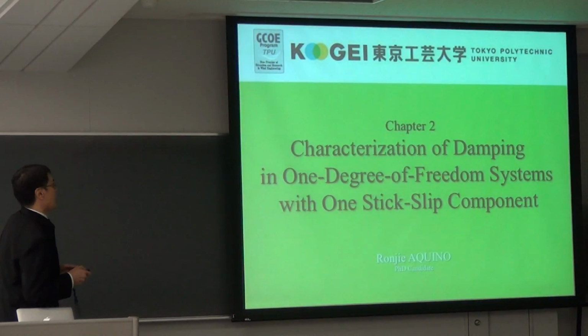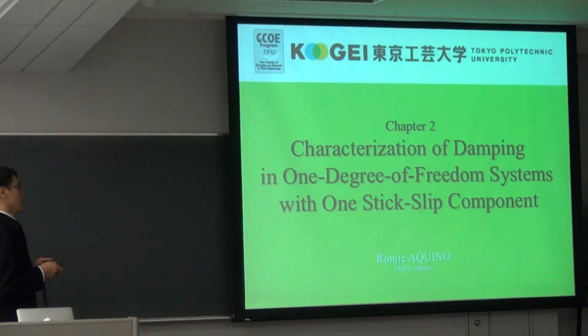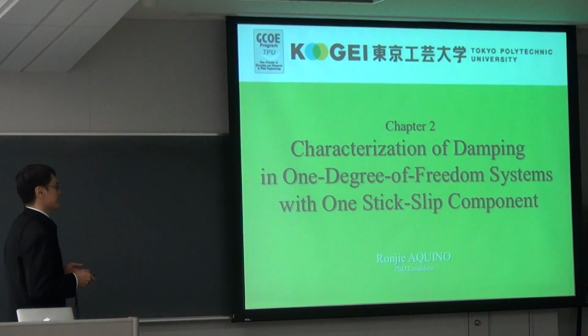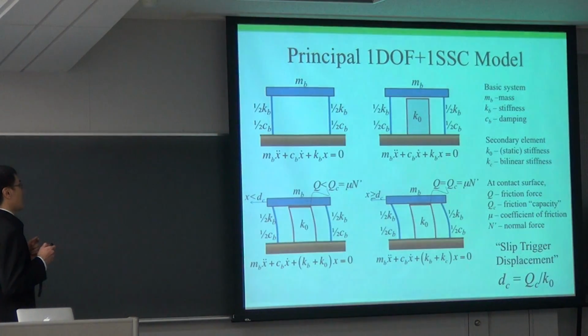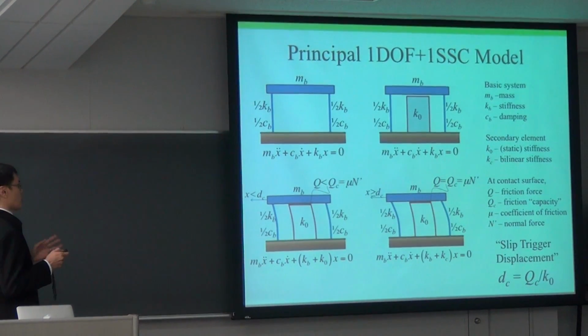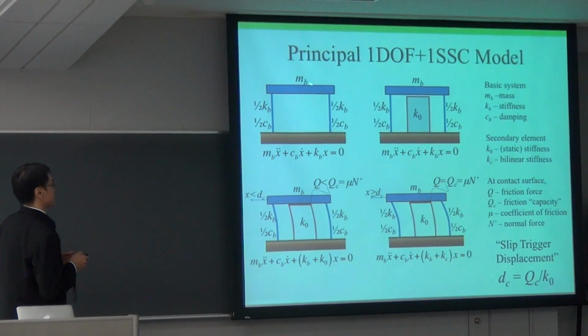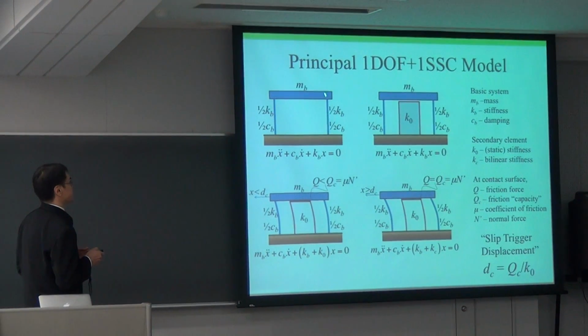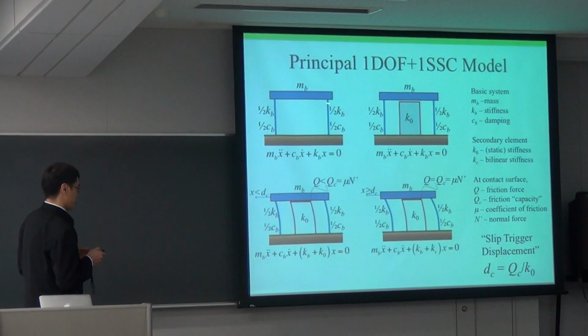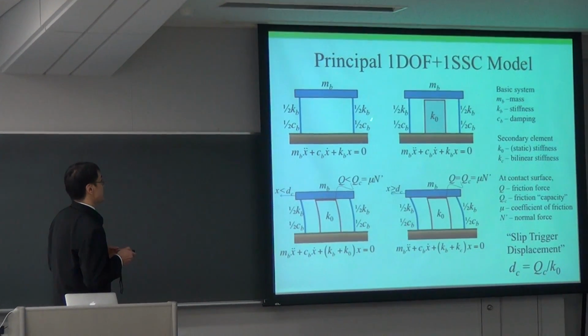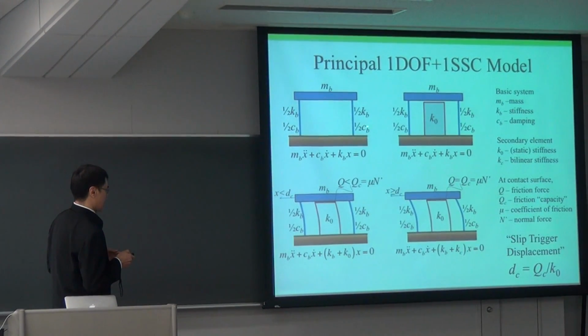So chapter 2, I start with a very simple model, a 1 degree of freedom system with one stick-slip component. Just to talk about what we are trying to model, let's say we have a very simple 1 DOF system. It looks like a frame structure, rigid mass, stiffness, and maybe a damping coefficient, which could of course be set to 0. I just put it here for generality.